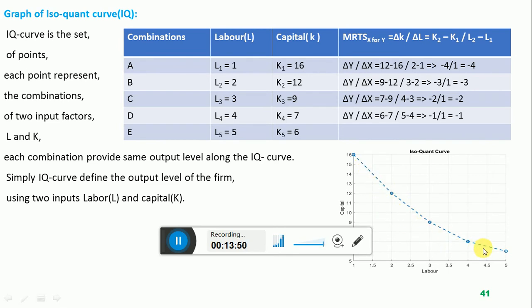This curve represents output level of the company and different input factors combination: 1 labor 16 machine, 2 labor 12 machine, 3 labor 9 capital, and 4 labor 7 capital, and 5 labor 6 capital. So the set of points, and each point defines the combination of two input factors, and I am again repeating that isoquant curve represents output level of the company, and indifference curve represents utility of the consumer, isoquant curve represents output level of the company.